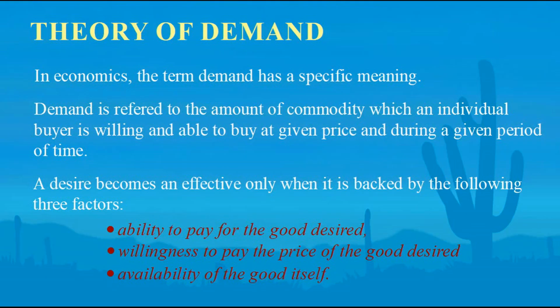A desire becomes effective only when it is backed by the following factors. There should be ability to pay for the good which is desired, there has to be willingness to pay the price for the good, and there should be goods that are available. When all these three points are fulfilled, that is referred to as demand. The term demand embraces all these three concepts, which makes it different from the ordinary meaning of demand.